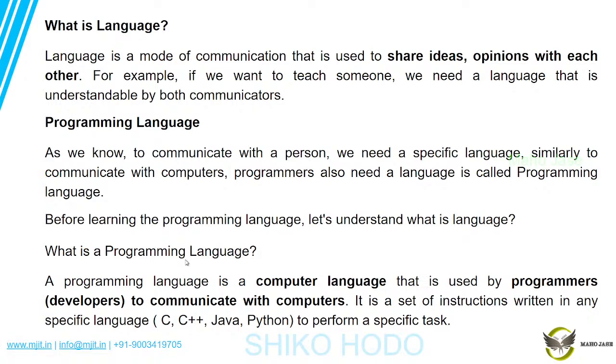We have already said that a programming language helps us to communicate from the computer to the user, or the user to the computer. We have discussed what a programming language is and its use, that it communicates between the system and the user. Now the next one is, what is a programming language? A programming language is a computer language that is used by programmers or developers to communicate with the computers.